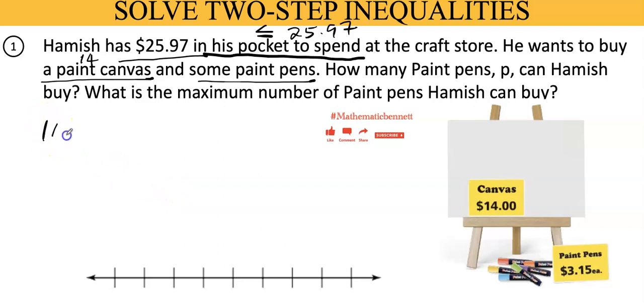So we know he's buying one canvas plus some paint pens for $3.15 each. So that's 3.15 per paint pen. And we know that he only has $25.97 to spend, so he can spend less than or equal to $25.97. So that would be our inequality that represents this situation.